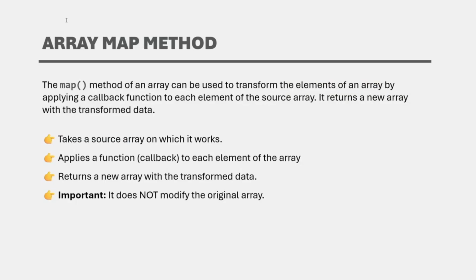So the map method is an array method that we use to transform the elements of an array by applying a callback function to each element of the source array.